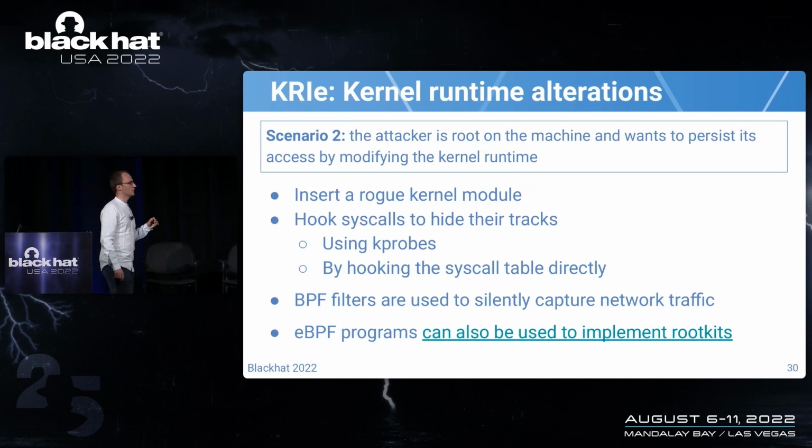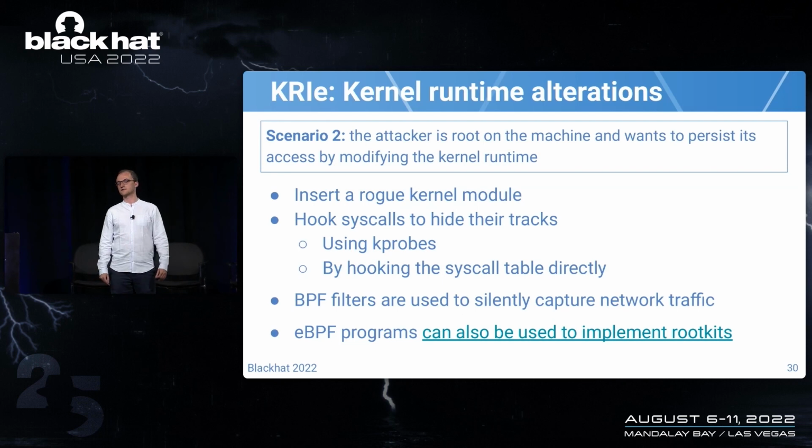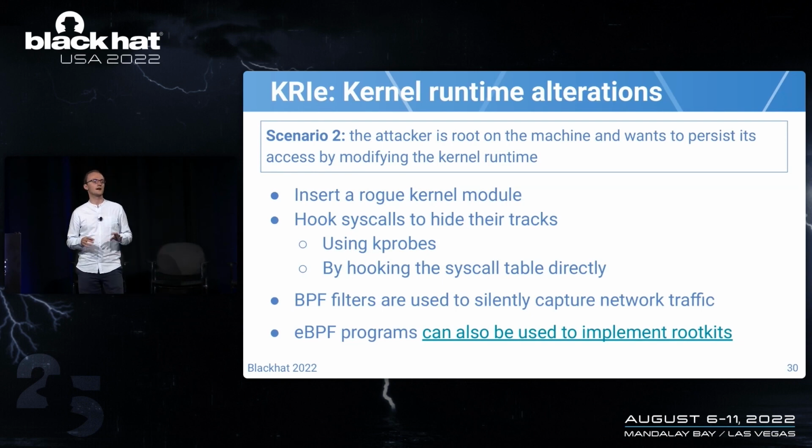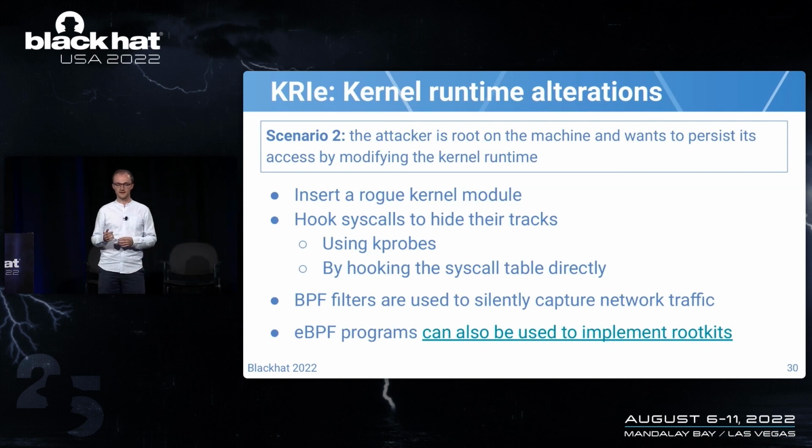All right, so let's say that whatever you did so far did not work and the attacker was able to work around your detections and eventually became root on the machine. What they're likely going to do after that is try to persist their access and also modify the kernel runtime to hide their tracks. The way they do it usually is by using kernel modules, and then within the kernel module, try to hook syscalls to change the output of a syscall, basically. There are a bunch of ways to hook syscalls, but mainly it's usually based on kprobes or by hooking the syscall table directly.